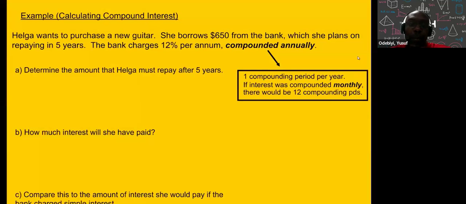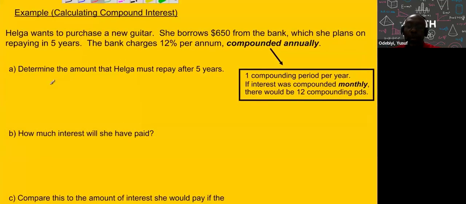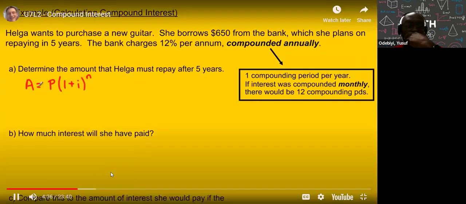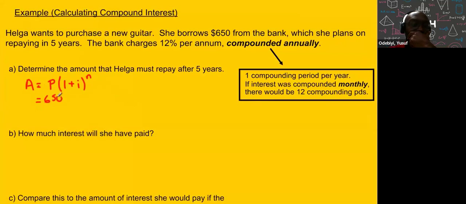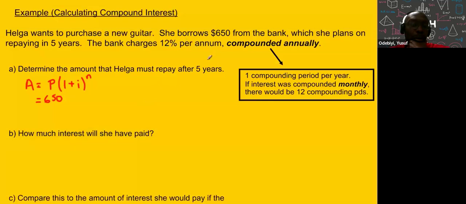So here's part A. Determine the amount that Helga must repay after the 5 years. Well, we've been told what the formula was for compound interest. The amount after the term is equal to P times (1 plus i) to the exponent n. The P is our principal, so our principal was $650. i is our interest rate calculated on a yearly basis. Because this is 12% per year, our interest rate is 12%, or 0.12.